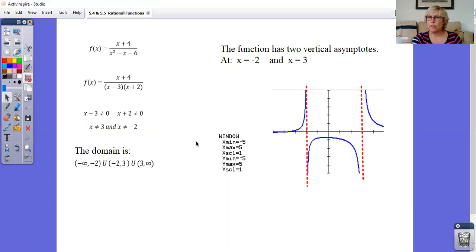If they ask for the vertical asymptotes, then you say at x equals -2 and x equals 3. And MyLabs Plus will tell you how they want you to present your answer. So I have this graph right here, kind of nice. I'm going to keep working with this graph.